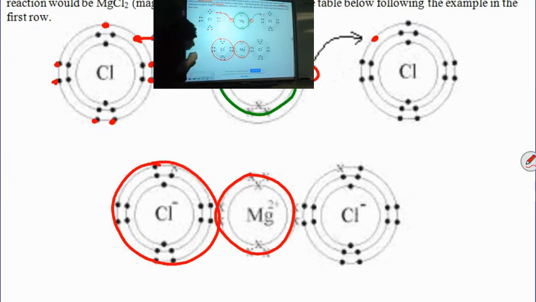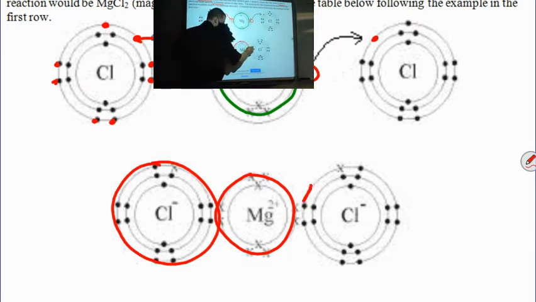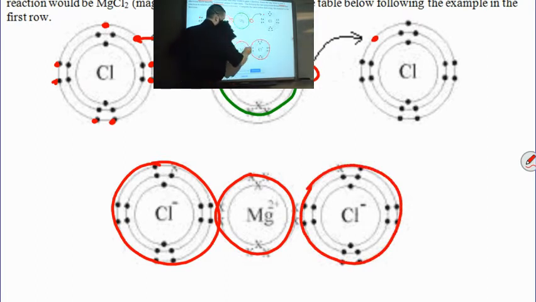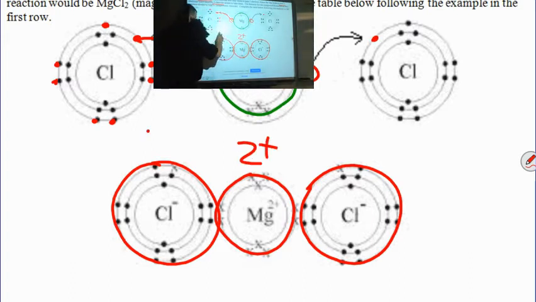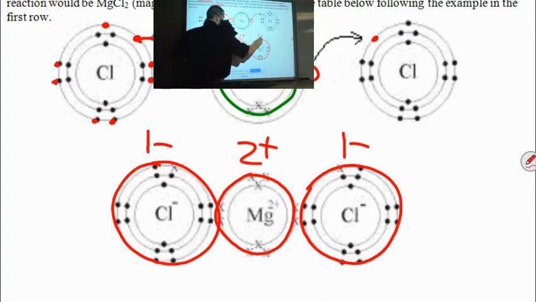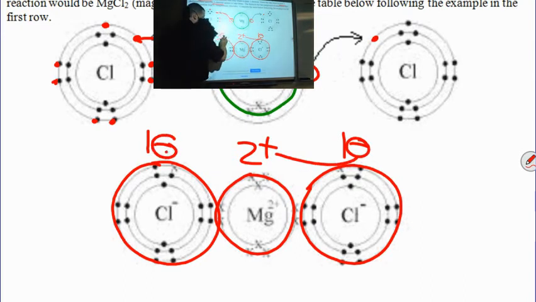Chloride has 8 electrons in its outermost shell. And this guy has 8 electrons in its outermost shell. So this has got a 2 positive charge and 1 negative, and these negatives are attracted to the positive. And so the molecule sticks together.